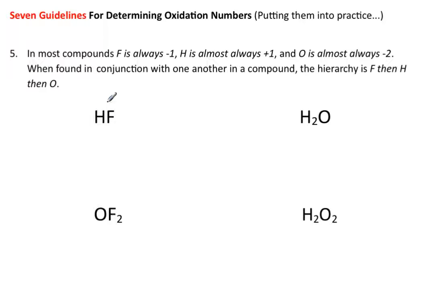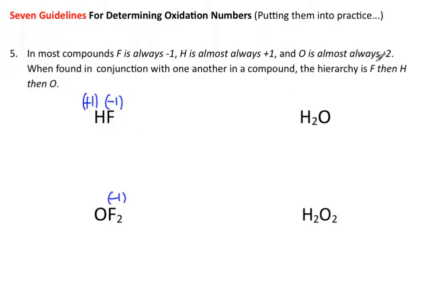So hydrogen fluoride, fluorine's -1. Oxygen difluoride, fluorine is -1. We're going to see the application of this in a minute. Hydrogen is almost always +1. So in this case, hydrogen ends up being +1, and that's because fluorine is always -1. Hydrogen can't be anything but that because, as we'll see in a minute, the charge is 0.